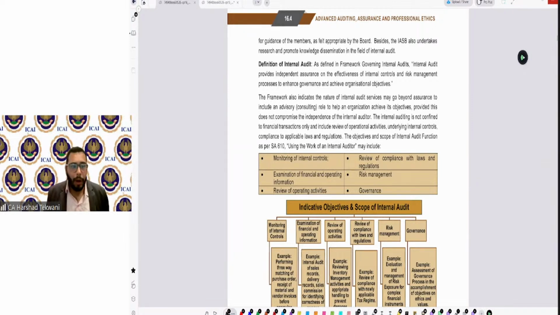Then, if I talk about operating activities, earlier it was only a review of operational activities with respect to finance, like how it is impacting my financial position. Nowadays, more than the financial impact, the quality of the operations and the way the operations are conducted are all kept in the picture. All those things are also considered in the internal audit.